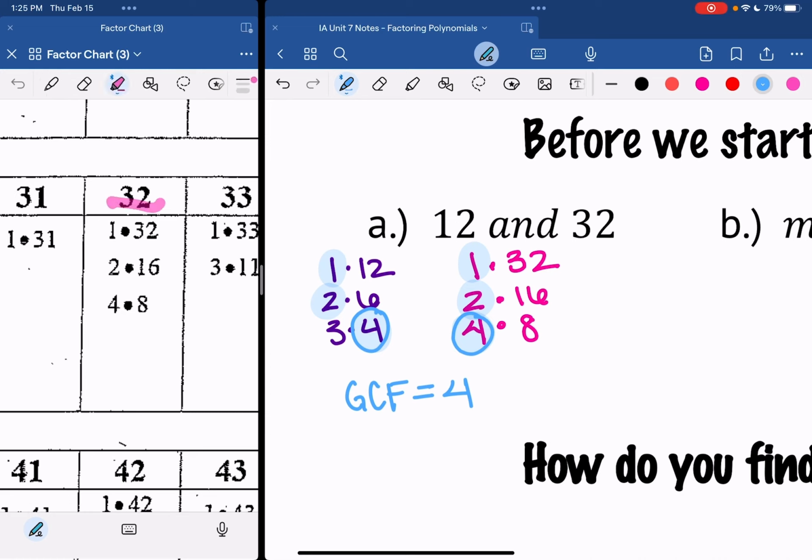The numbers on top are what we multiply. So 1 times 32 is 32. 2 times 16 is 32. 4 times 8 is 32.